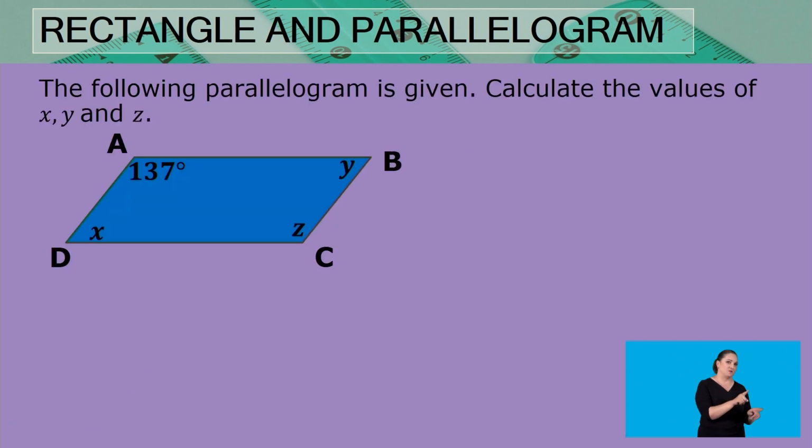Let's look at the following question. It says there, the following parallelogram is given. Calculate the values of X, Y, and Z. So we already know that it is a parallelogram. So that means that we should be thinking of the properties of a parallelogram. So let's look at X first. Now we can see where X is.